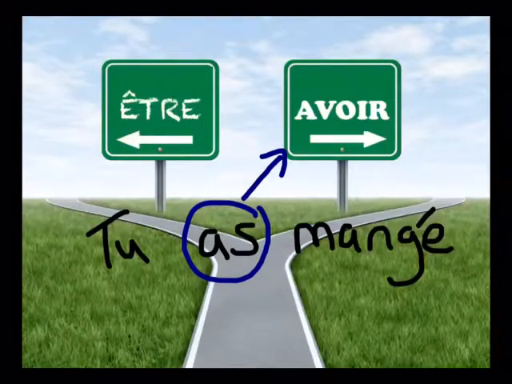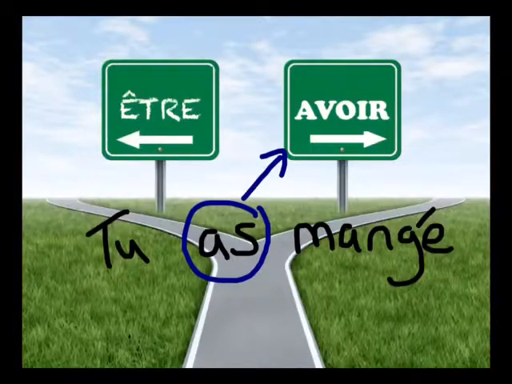So far with the past tense, we have looked at verbs which form the past tense with the auxiliary avoir. That is the word that comes in the second position. For example, tu as mangé. The a is from avoir.